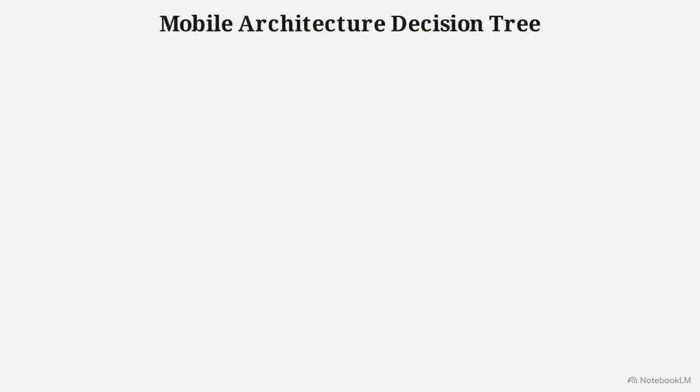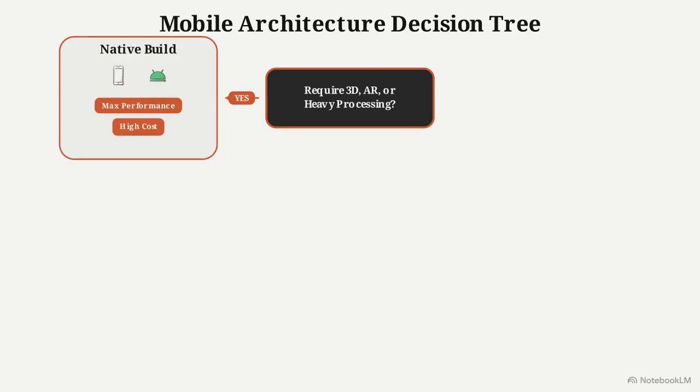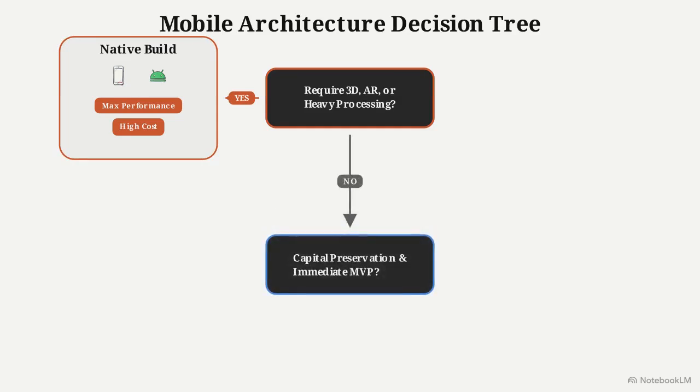Deciding exactly how to build your app requires a strict look at this decision tree, mapping your architecture to your current constraints. The first filter is technical. Does your application require intensive 3D rendering, augmented reality, or heavy background processing? If the answer is yes, you have to accept the higher cost of a native build. Attempting to run AR or high-end graphics through a hybrid framework will cause lag and degrade the experience.